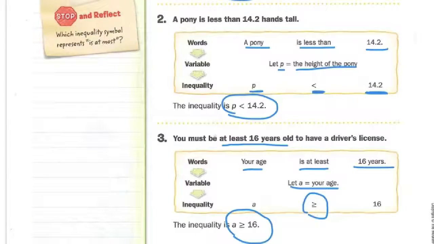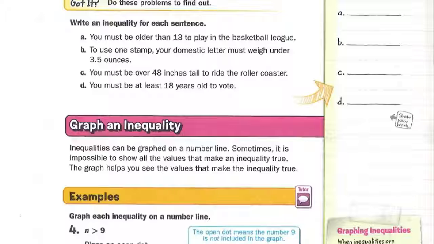Go ahead and go to the next page. So let's do these problems on your own. You must be older than 13 to play in the basketball league. To use one stamp, your domestic letter must weigh under 3.5 ounces. You must be over 48 inches tall to ride the roller coaster. And you must be at least 18 years old to vote. Press pause now, answer your questions over here, and then check your answers with Icky when you've finished.